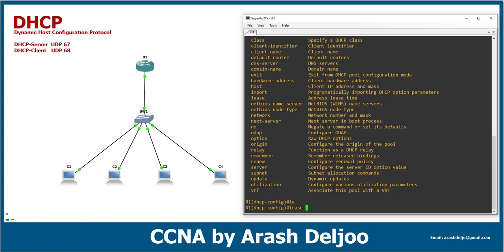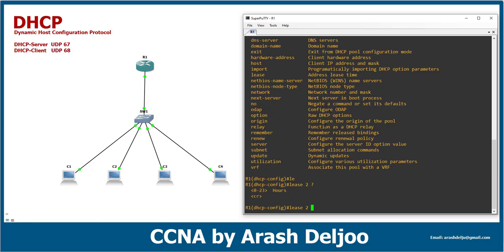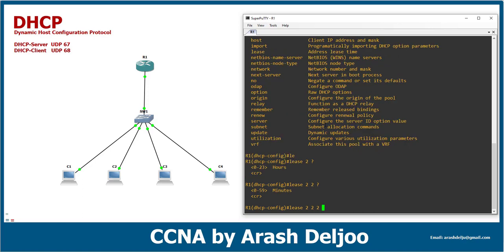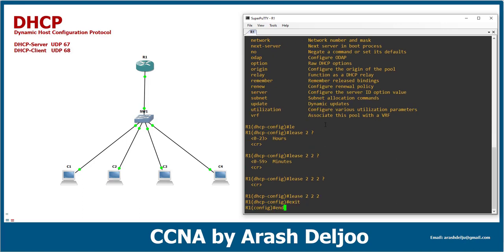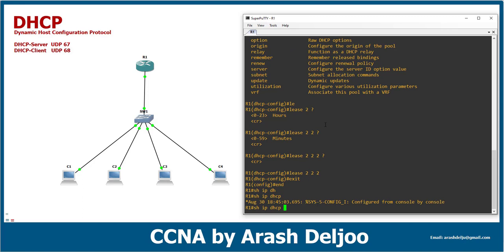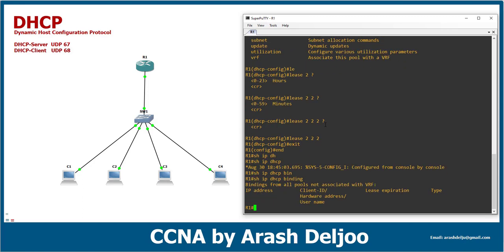About the lease time, let me configure a lease time of 2 days, or for example 2 hours and 2 minutes. So easy. Okay, that's it. This is the configuration that we need for the DHCP. Show ip dhcp binding can show us that until now we didn't assign any IP address to the systems.